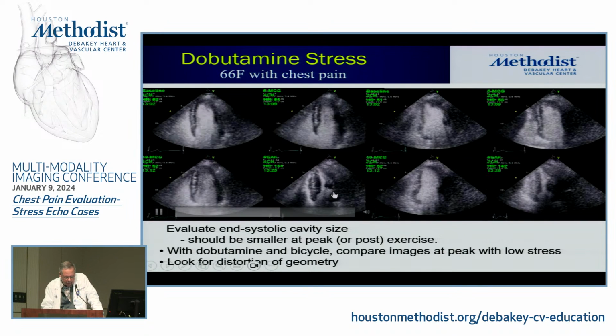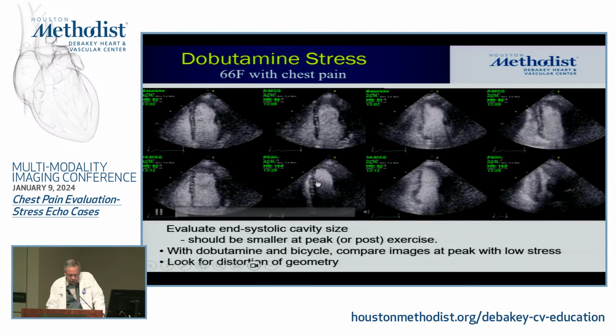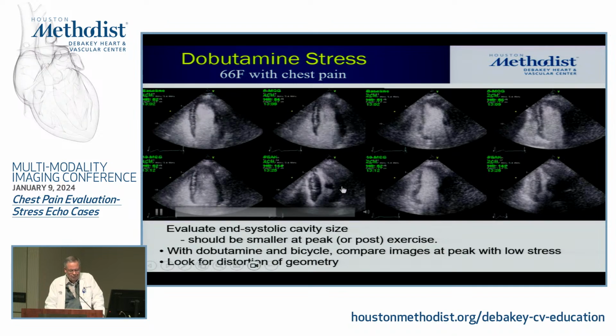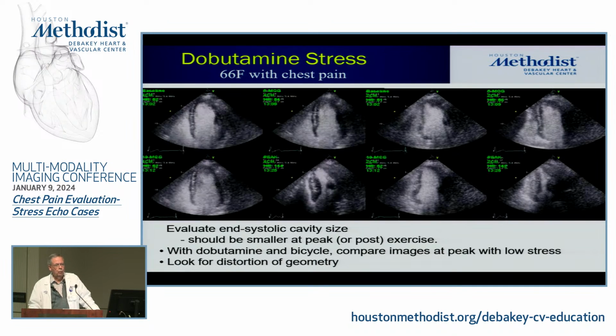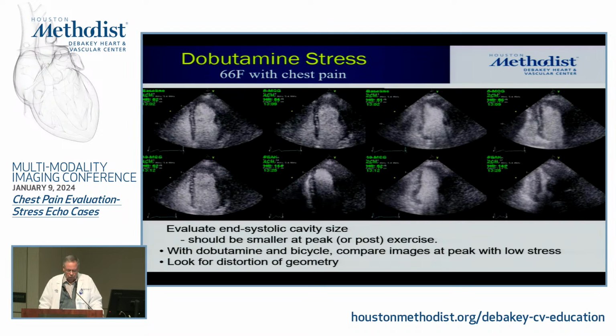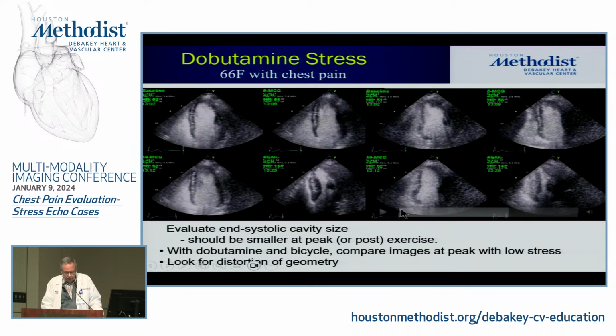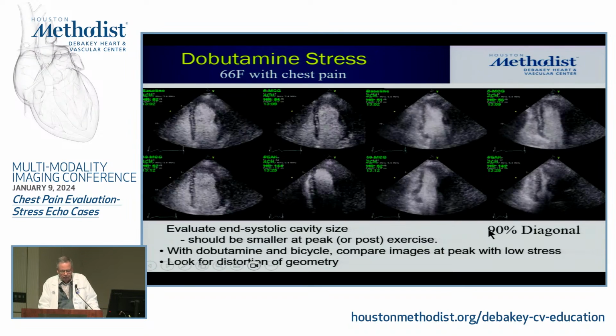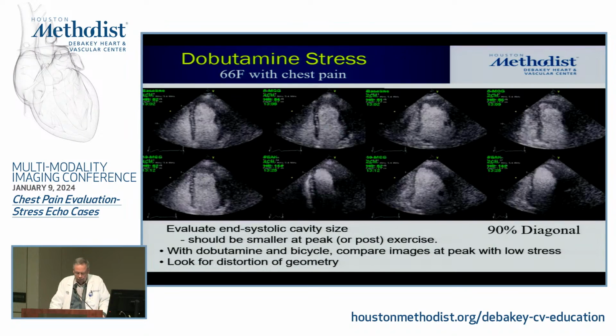I mean, there is an abnormality here with a distortion of geometry and a little bit of regional dilation, but the whole heart is smaller and you have to work harder at this. Where with the bike, it was there. I mean, it was very evident. Many of you immediately saw it. And that's one of the issues with dobutamine. It's a small cavity size, makes it a little bit more difficult sometimes to detect abnormalities.